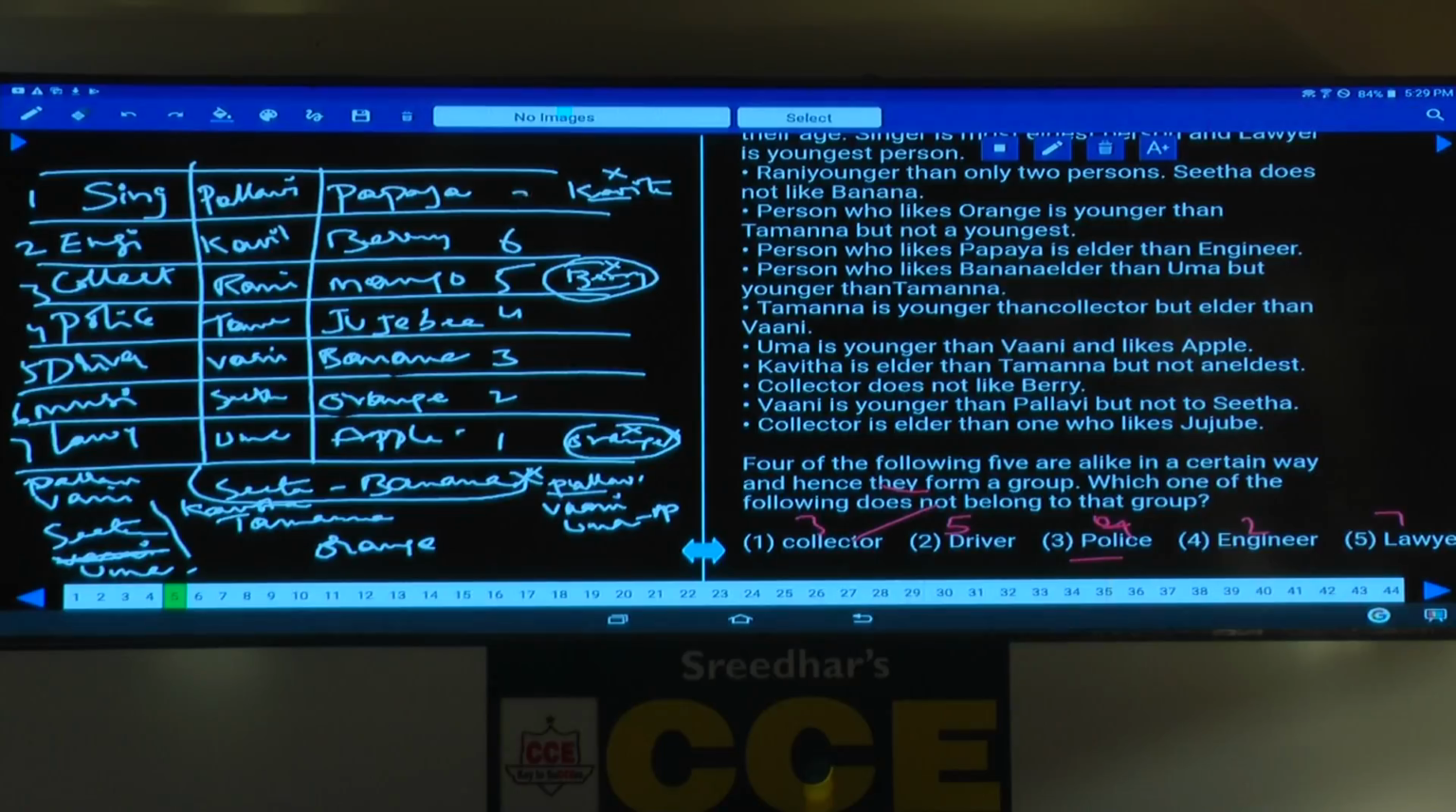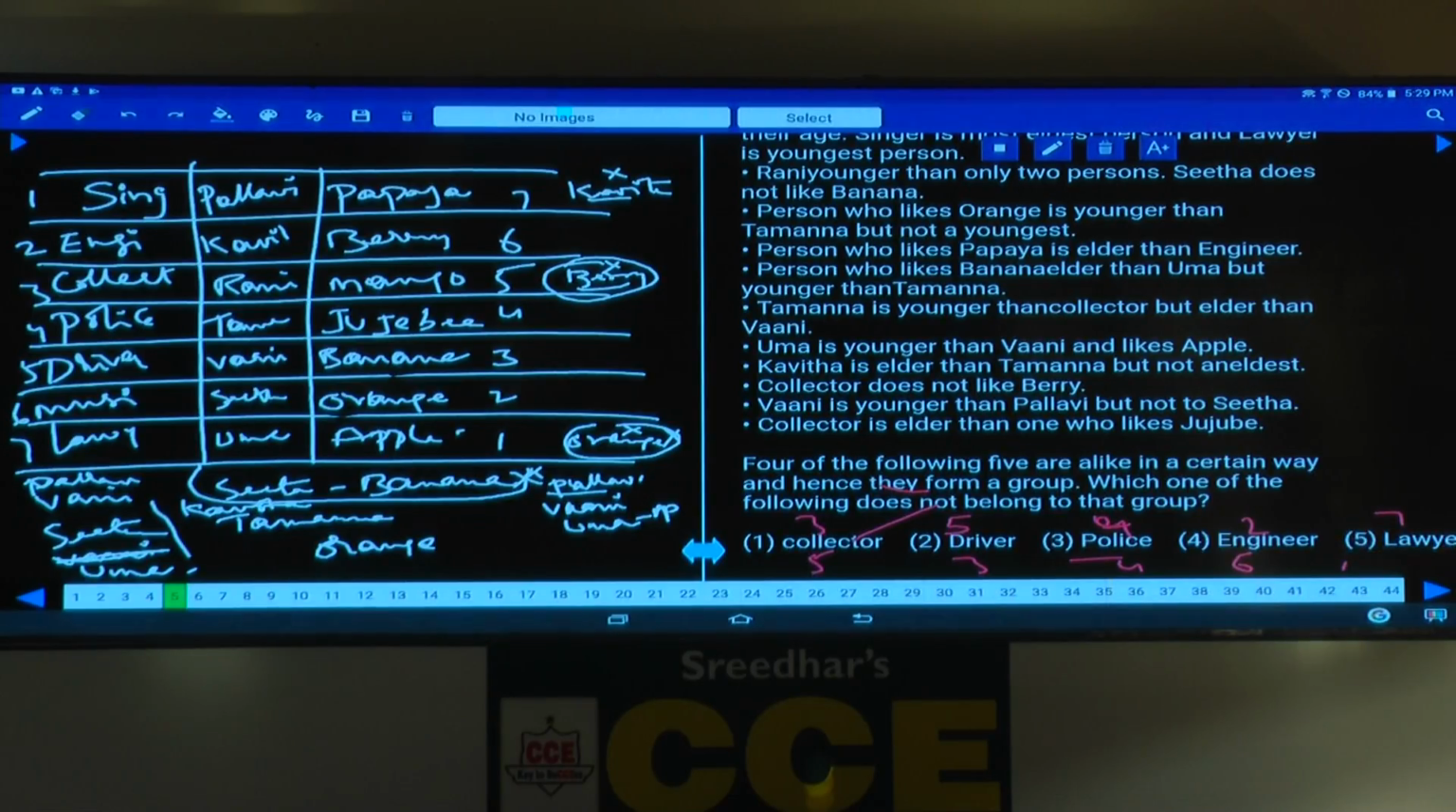Now let us identify the relation. Now this collector is what? Collector is in the 5th place. And driver is what? Driver is in the 3rd place. And this police is in the 4th place. And engineer is in the 6th place. And this liar is in the 1st place.